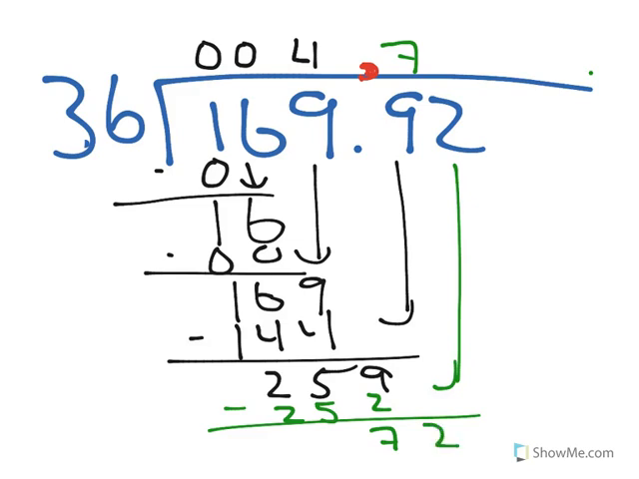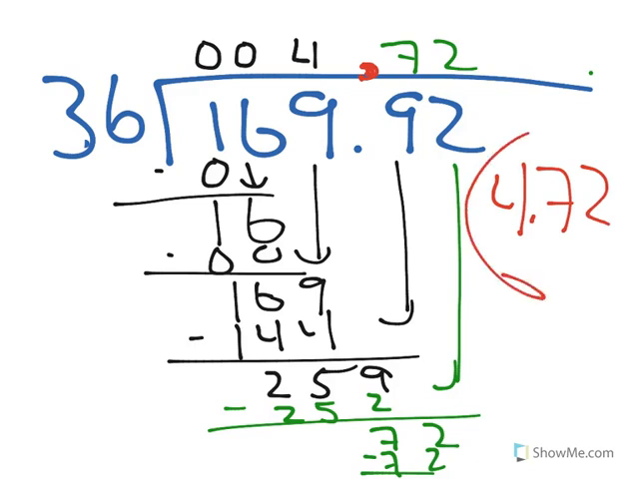Does 36 go into 72? My answer is yes. 2 times, which is the 72. So my answer to number 6 that I want to circle is going to be 4 and 72 hundredths. So that's number 6. Okay, the next one I'm going to do is number 8.